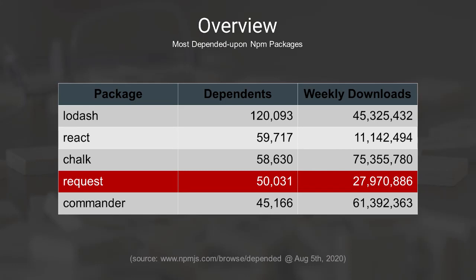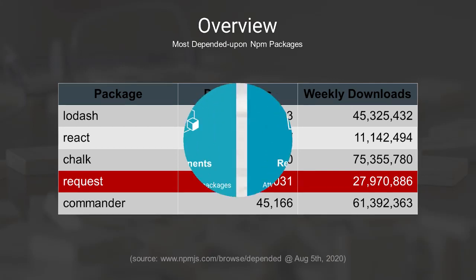Notice the number of dependent packages. Can you imagine how many applications will be affected by a single vulnerability in one of these packages? The request package, highlighted in red, was deprecated by its author and it is still being heavily downloaded. Check the weekly downloads. I think you now understand how big this problem is.